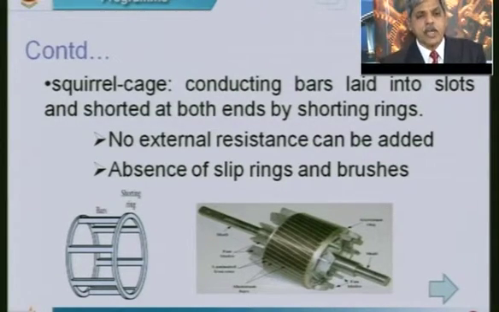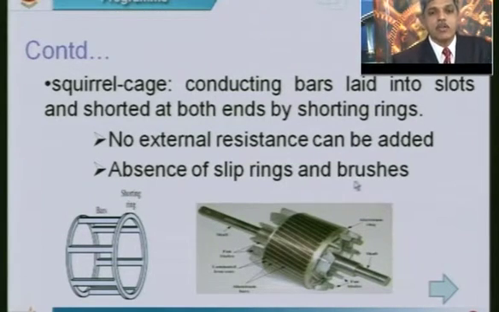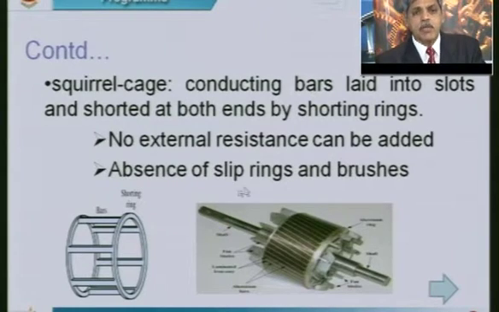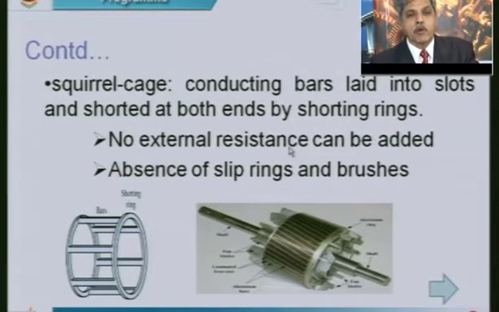The disadvantage of this type of construction is that I cannot add any external resistance to the rotor circuit. That is what I mentioned here, no external resistance can be added. The advantage is there are no slip rings and brushes, so the friction losses due to the brushes are absent here. Since slip rings are not there, the length of the rotor will be slightly less for the squirrel cage construction. The main disadvantage is I cannot add any external resistance to the rotor circuit for improving the performance of the induction motor.